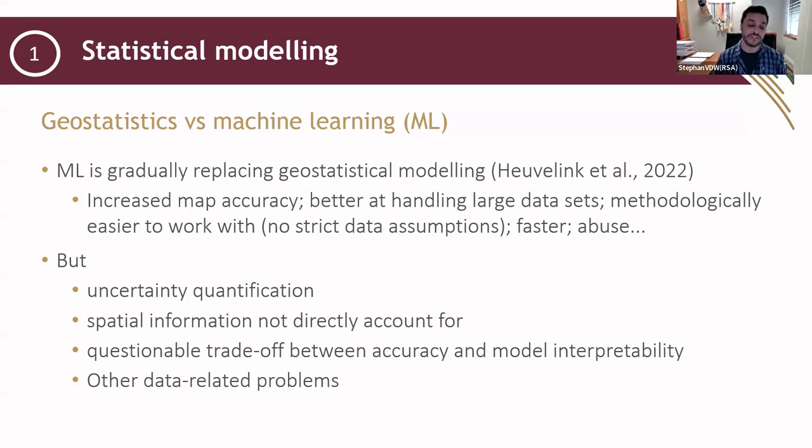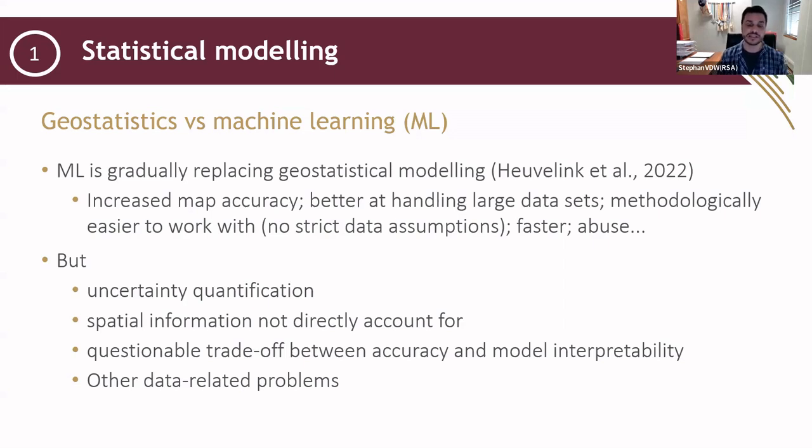Okay, but this all obviously has a major disadvantage. Machine learning methods don't directly account for spatial information. They don't easily give us estimates of our uncertainty. And there could be a questionable trade-off between accuracy and model interpretability.